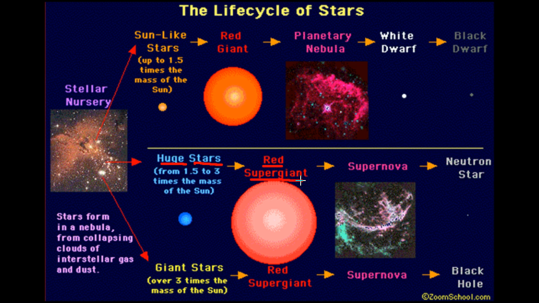They're bigger than the sun. Right up here, our sun-like stars become red giants. But huge stars and giant stars both become red supergiants. Write that down in your notes and then fill it in your flowchart as well.